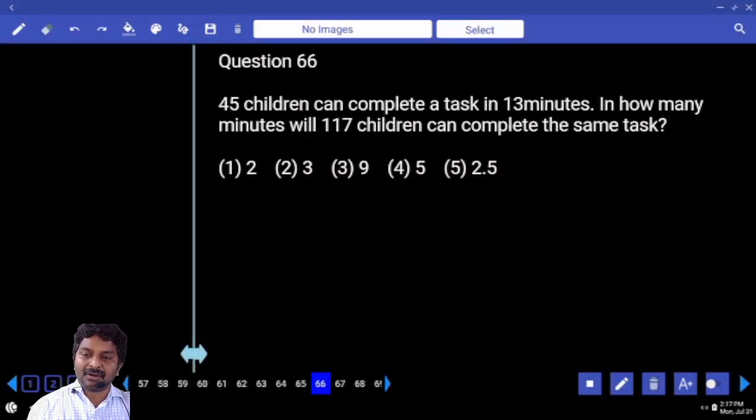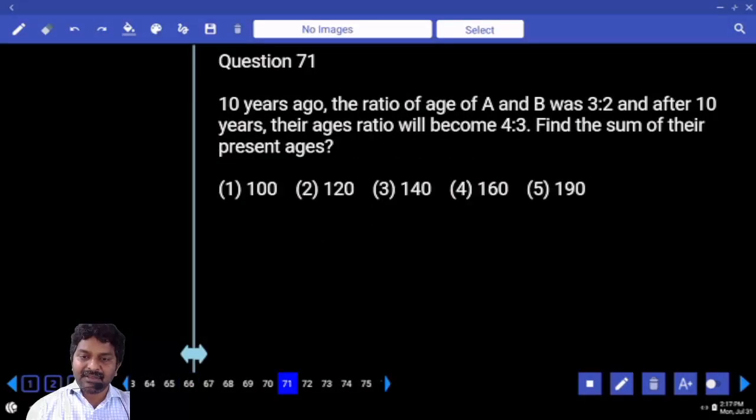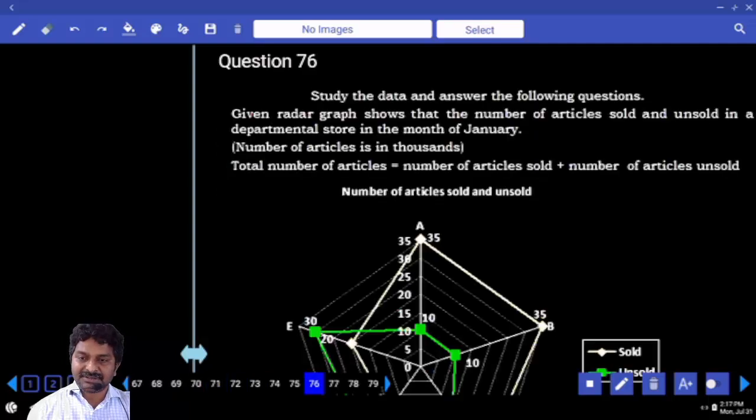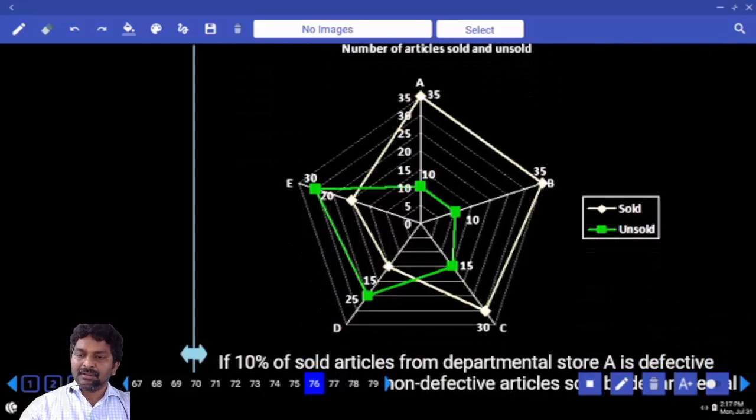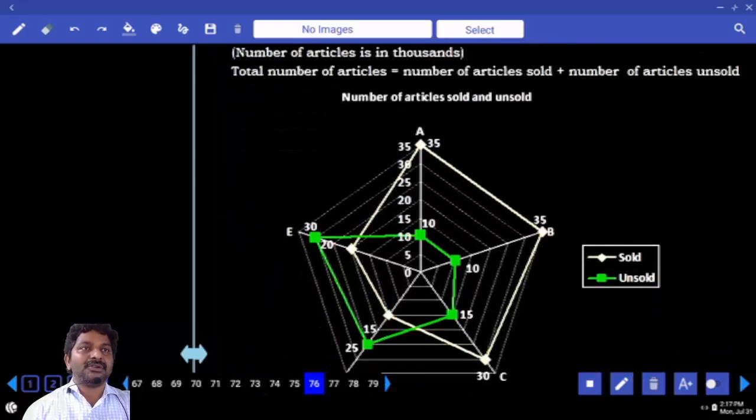Shall we start with quant or see if you have any data analysis or interpretation? Yes. 76 we have. A radar graph. Can you solve it? Do you want to solve radar graph or quant questions in the exam? If you try this radar, it's so simple.